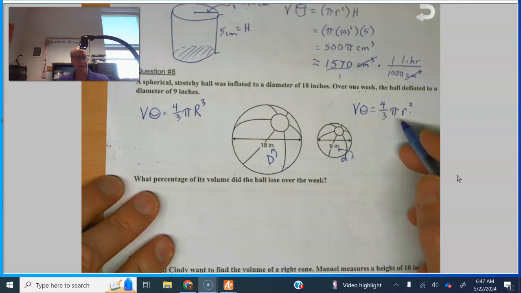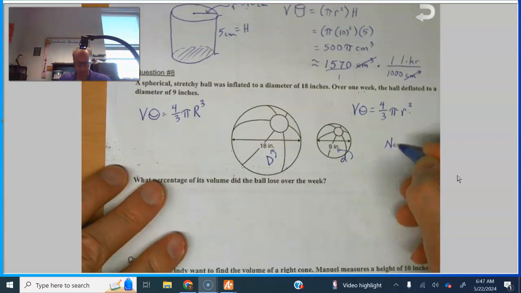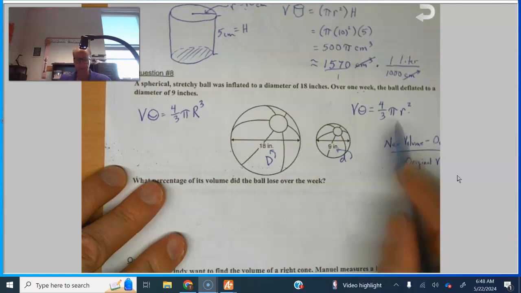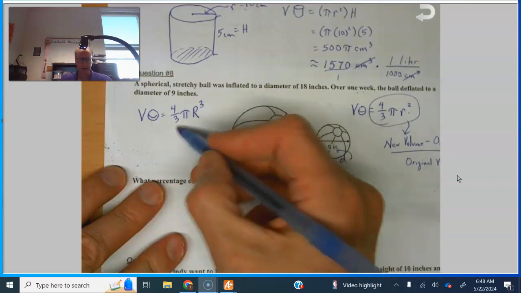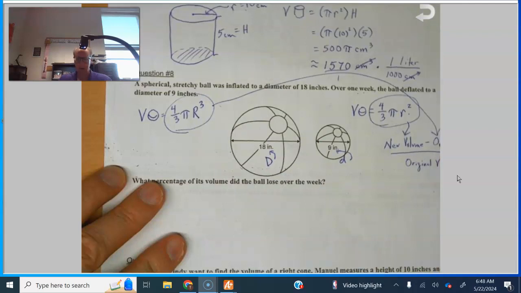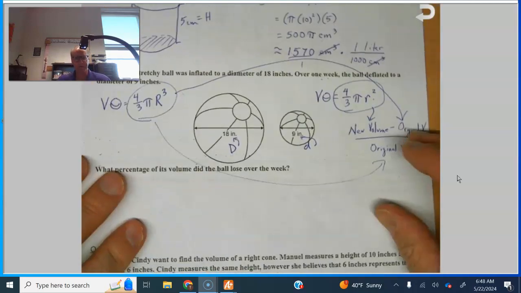And in order to find the percent change, you take the new volume, that's the small one, minus the original volume, divided by the original volume. So I'm going to take the volume that I get right here, I'm going to put it in here, and then I'm going to subtract the original volume from that, and then I'm going to divide by the original volume. And what that'll give me is what's called a percent change.